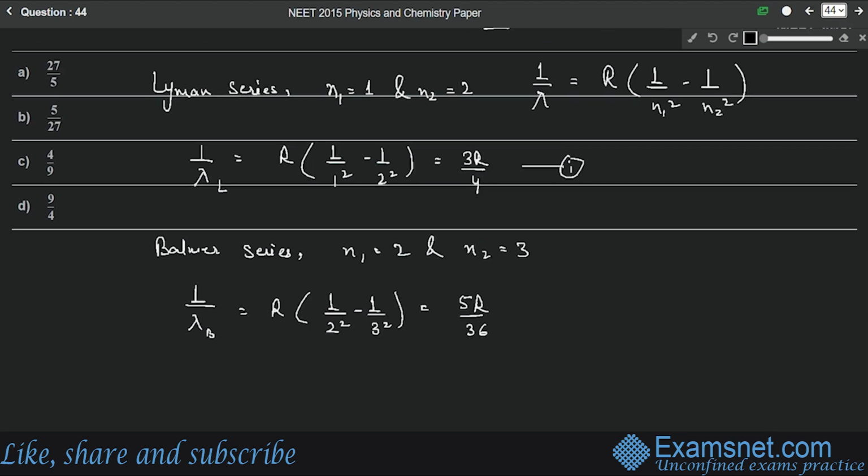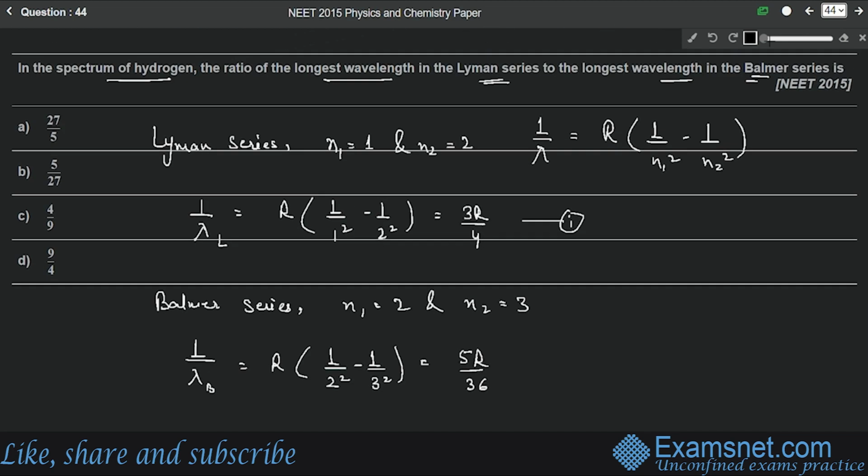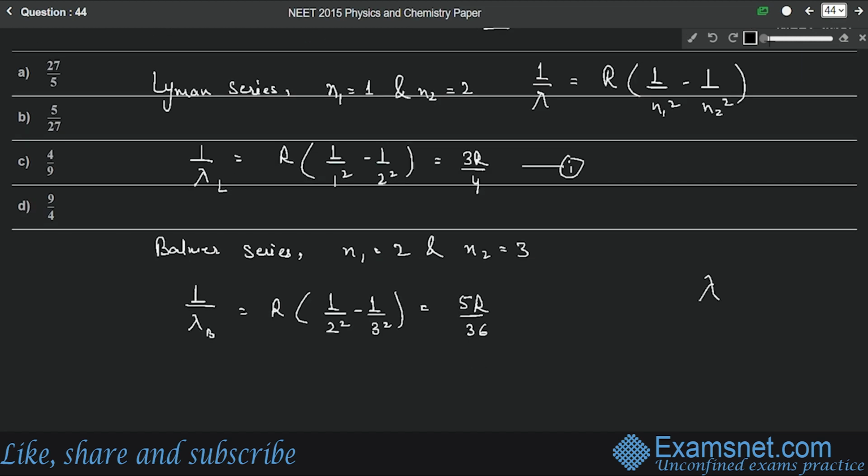So we have to find out the ratio of the longest wavelength, Lyman to Balmer. So we have to find out lambda L by lambda B. So lambda L by lambda B will be equal to 4 by 3R into 5R by 36. So let's solve it. R will be cancelled. 4 into 9 is 36. So 5 by 27. That means option B will be the correct answer.